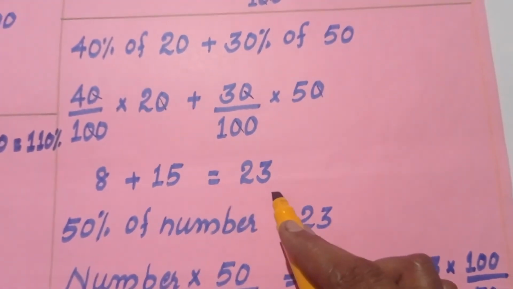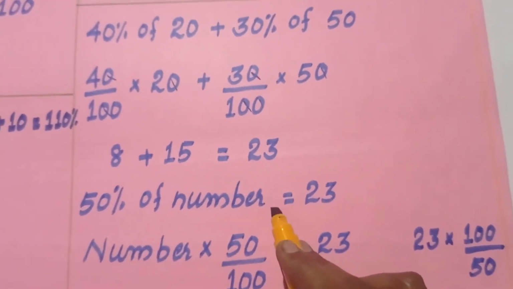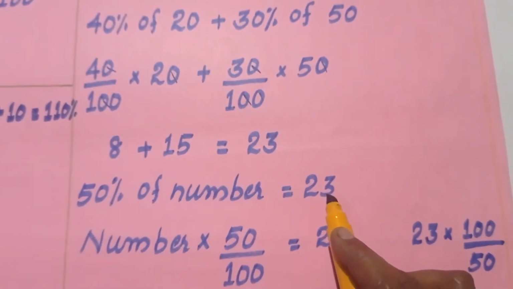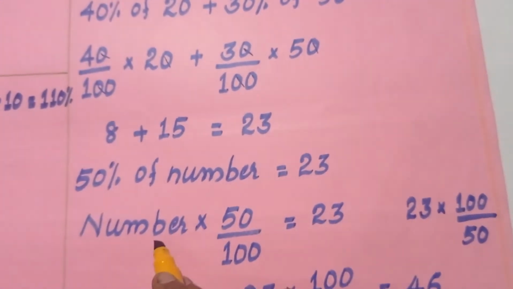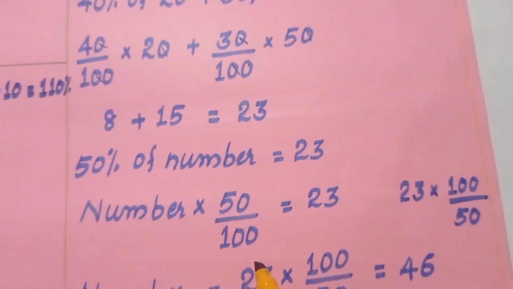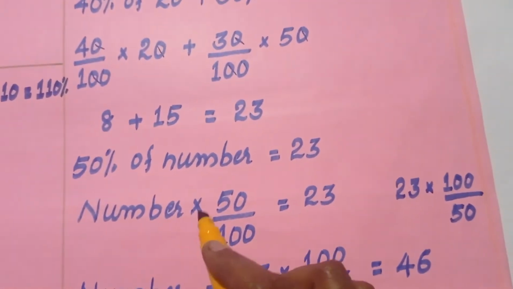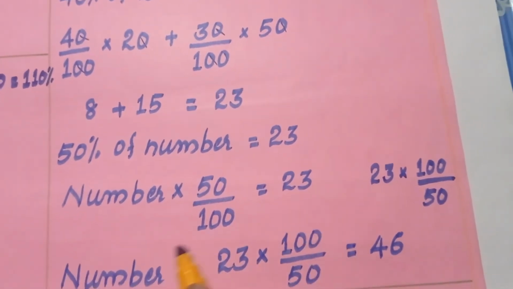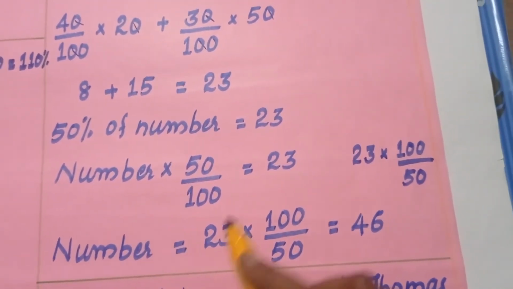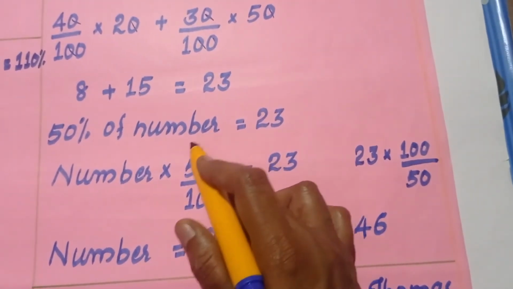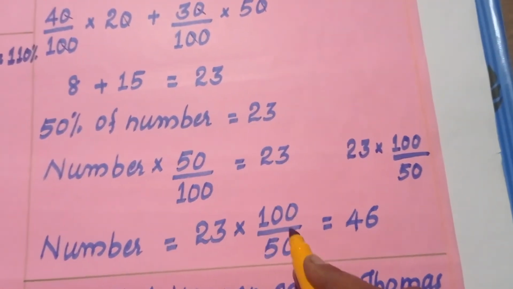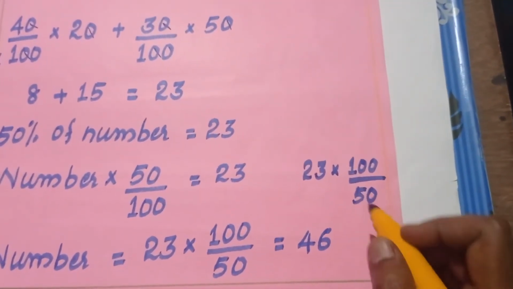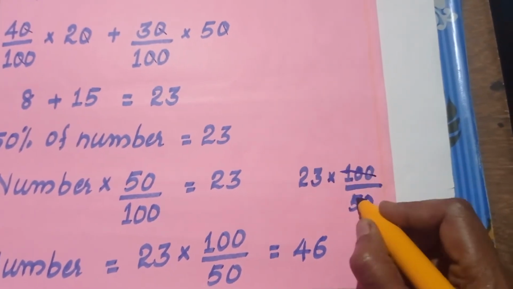This 23 is the 50% of a number. Then 50% of a number is equal to 23. Then we can write 50% as 50 by 100. That is, number into 50 by 100 is equal to 23. From this, number is equal to 23 into reciprocal of 50 by 100. That is 100 by 50. That is 23 into 100 by 50.